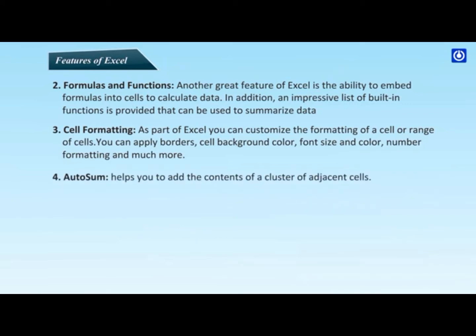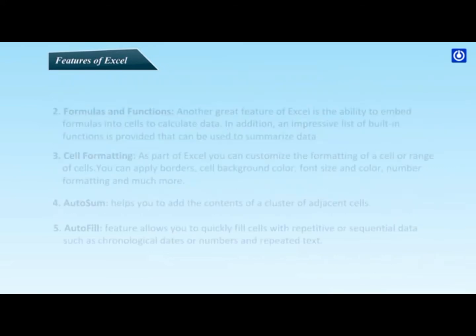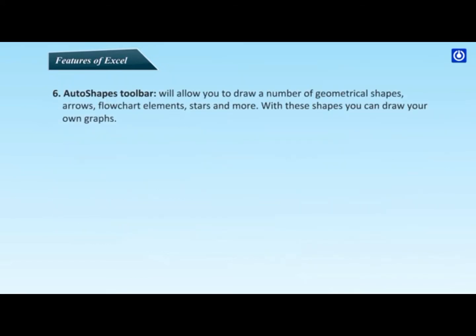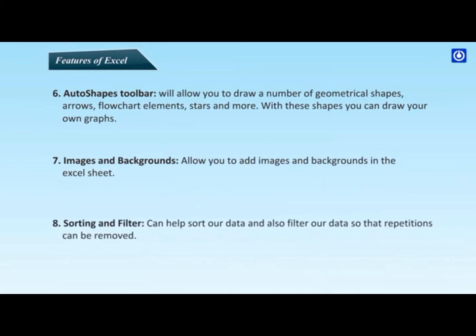AutoSum helps you to add the contents of a cluster of adjacent cells. The AutoFill feature allows you to quickly fill cells with repetitive or sequential data such as chronological dates or numbers and repeated text. The AutoShapes toolbar will allow you to draw a number of geometrical shapes, arrows, flowchart elements, stars, and more. With these shapes, you can draw your own graphs. Images and backgrounds allow you to add images and backgrounds in the Excel sheet. Sorting and filter can help sort our data and also filter our data so that repetitions can be removed.